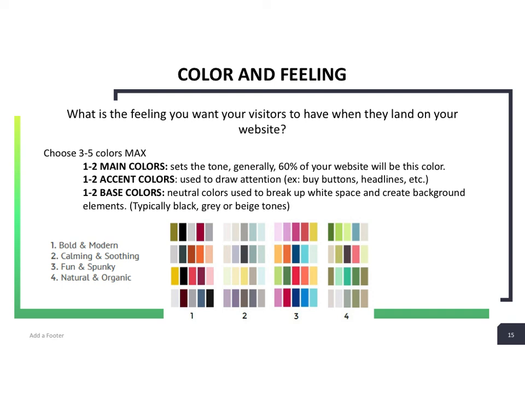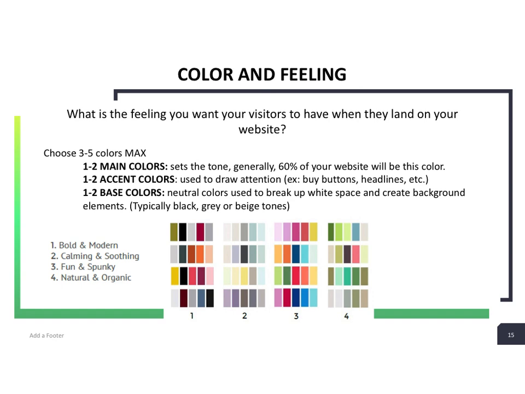That is what sets the tone, and it generally covers about 60% of your website colors. 1 to 2 accent colors. This is used to draw attention, such as you might want to use an accent color for all of your buttons, as well as paragraph text headlines. And then you'll have 1 to 2 base colors. These are just neutral colors that help to break up any of the negative or blank space, and it also can be used to help create a background element. Typically, base colors chosen are going to be your blacks, gray, or beige tones.